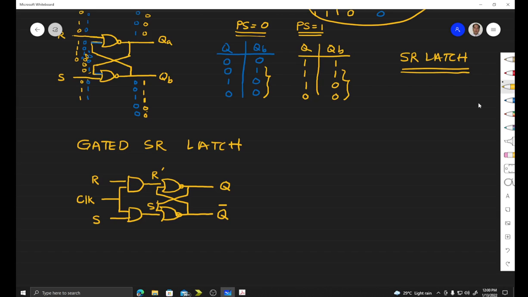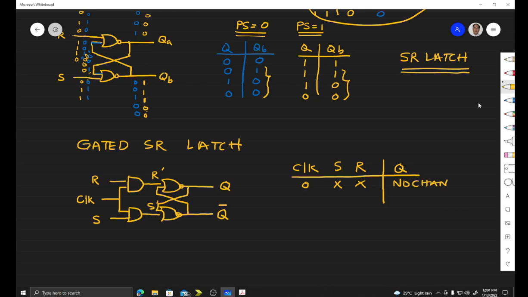So I will now write the completed table. I will not repeat what we did in our SR latch. So for a gated SR latch, we have here our clock input, input S, input R, and our Q. So for clock equals 0, suppose our input for S is 1 or 0, same thing with R, 0 or 1, or you make it X, that means 1 or 0, there is no change.